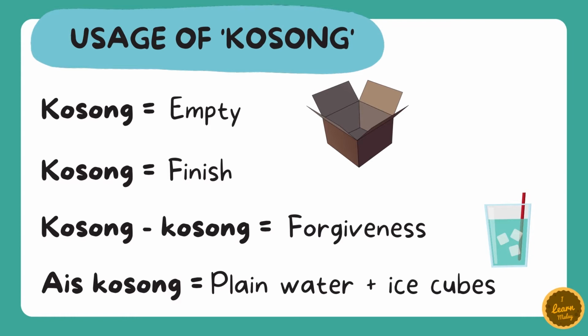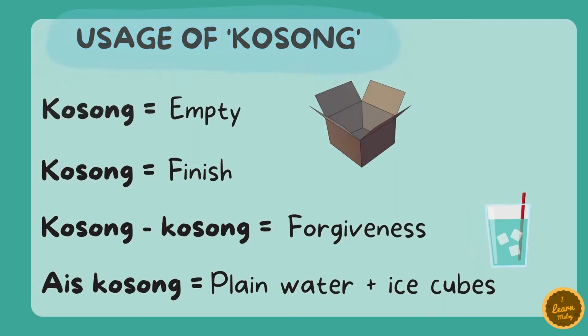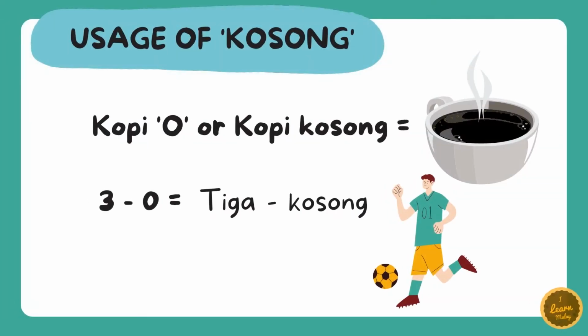Ais kosong. It means plain water with ice cubes. Kopi o, or kopi kosong. Kopi kosong means black coffee without cream and sugar. If you want it to be hot, you say kopi o panas, or kopi o ais with ice cubes.